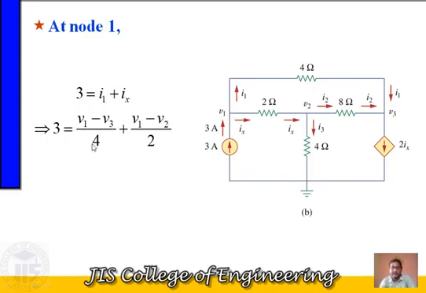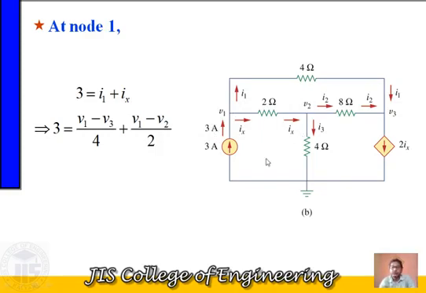That's written over here. Similarly, Ix flows from the voltage point V1 to the voltage point V2, so we can write Ix equals V1 minus V2 divided by the resistance of this path, that is 2 ohm. So we have completed our equation for node 1.